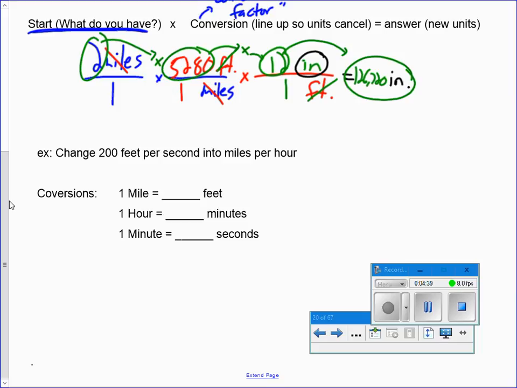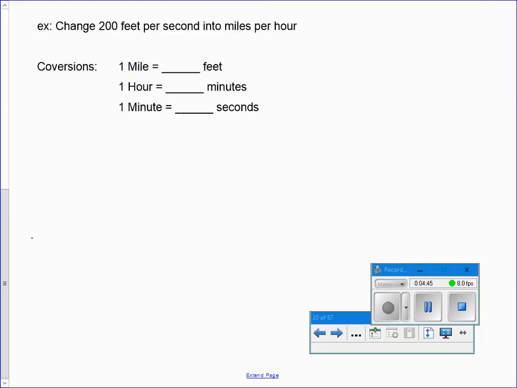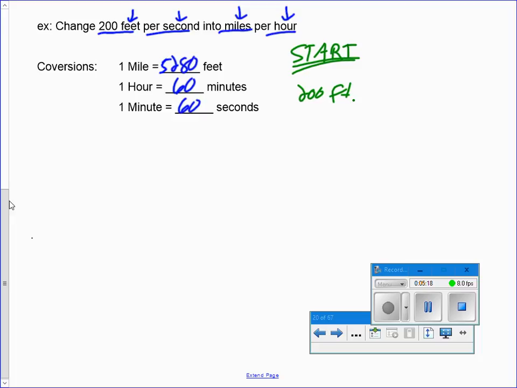The second one here is going to be a little bit harder. So the second one, we have 2 units at the same time. We're changing 200 feet per second into miles per hour. So we have a lot of different things we have to change. So here are conversions again. 1 mile, 5,280 feet. We know an hour is 60 minutes, and a minute is 60 seconds. So first thing, we're going to start with what we have. Alright, that's 200 feet per second, which means 200 feet over 1 second.